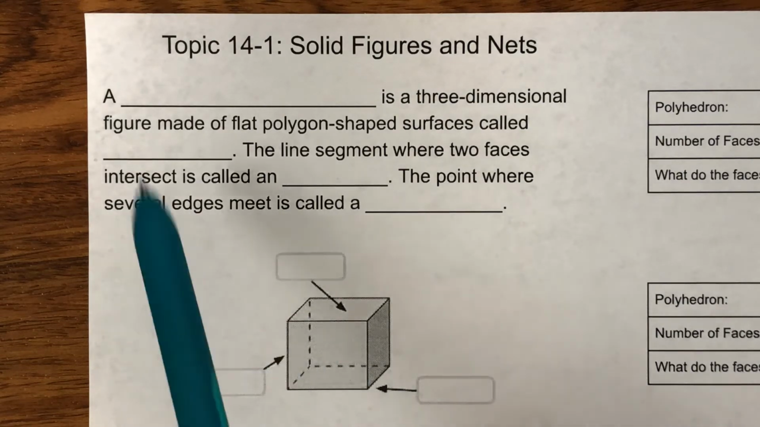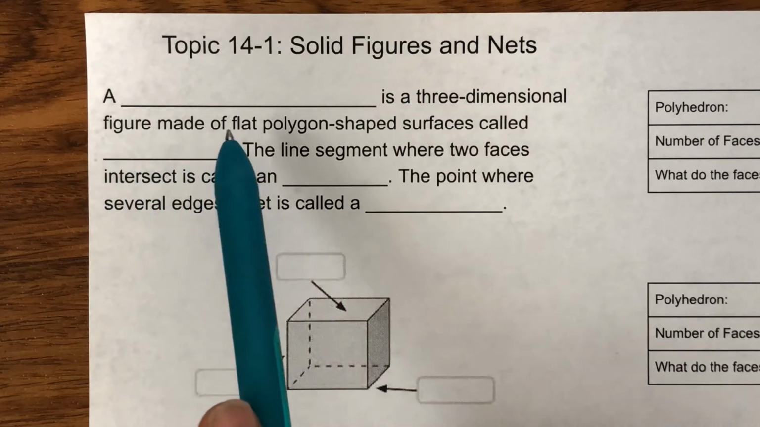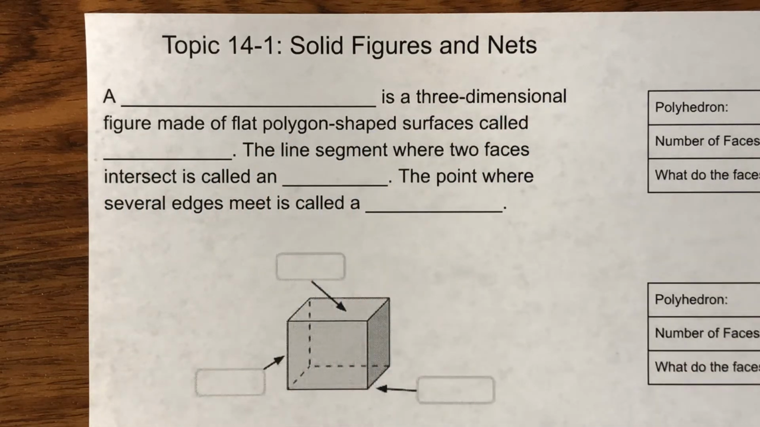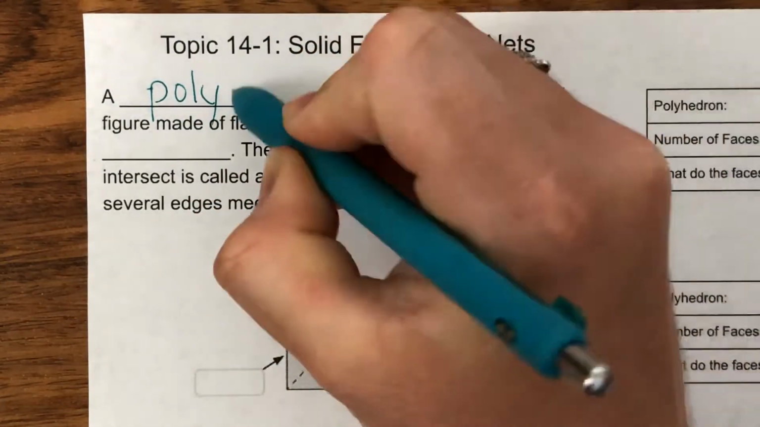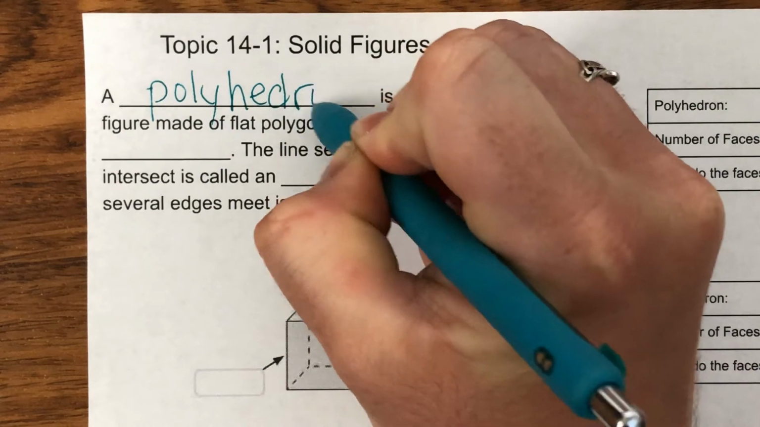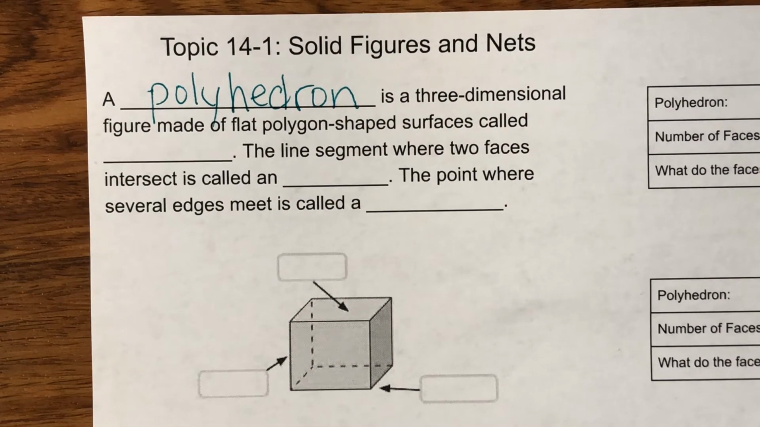And it's right here. It says a blank is a three-dimensional figure made of flat polygon-shaped surfaces. So that is the broad term for basically a lot of 3D shapes. And that is called a polyhedron. Kind of a fancy word, but how you pronounce that is polyhedron. And all it is is a three-dimensional figure made of flat polygon-shaped surfaces.